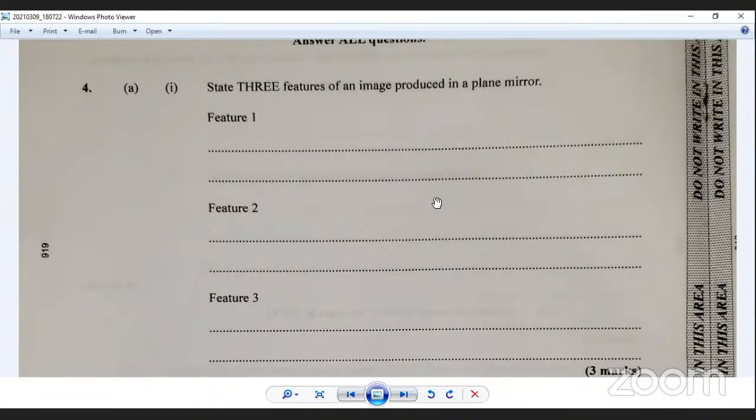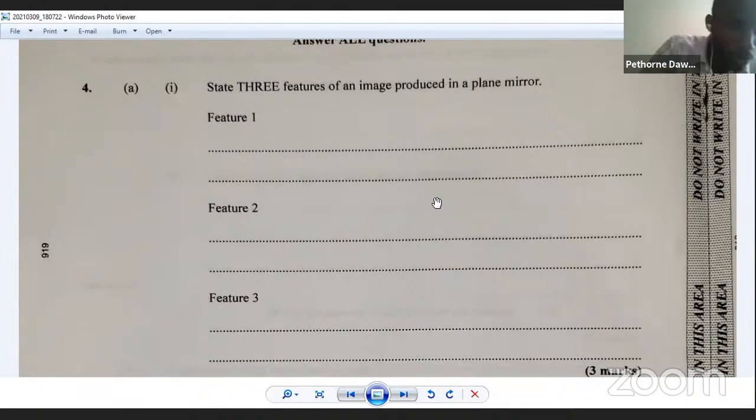Another one: the image and the object are the same distance. Thank you, Brianna, again. So the image and the object distances are the same. All right, so if you stand 1 meter away from a mirror, just know that if you are able to measure where your image is, that image would also be 1 meter away from the mirror surface. So object distance and image distance are the same, and the image is virtual. All right, and anything else that you remember?